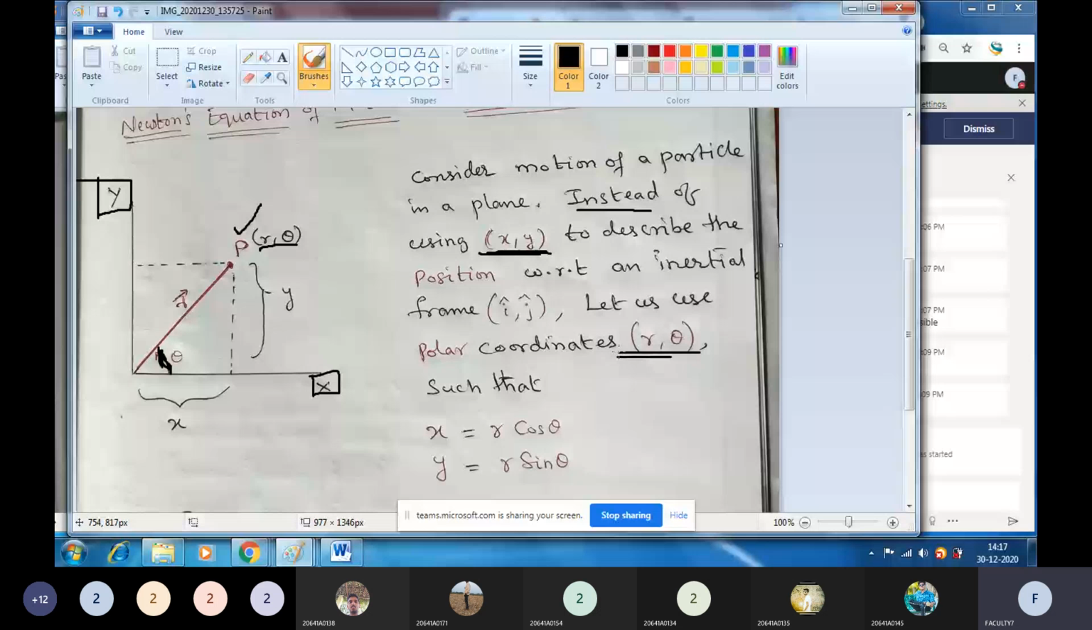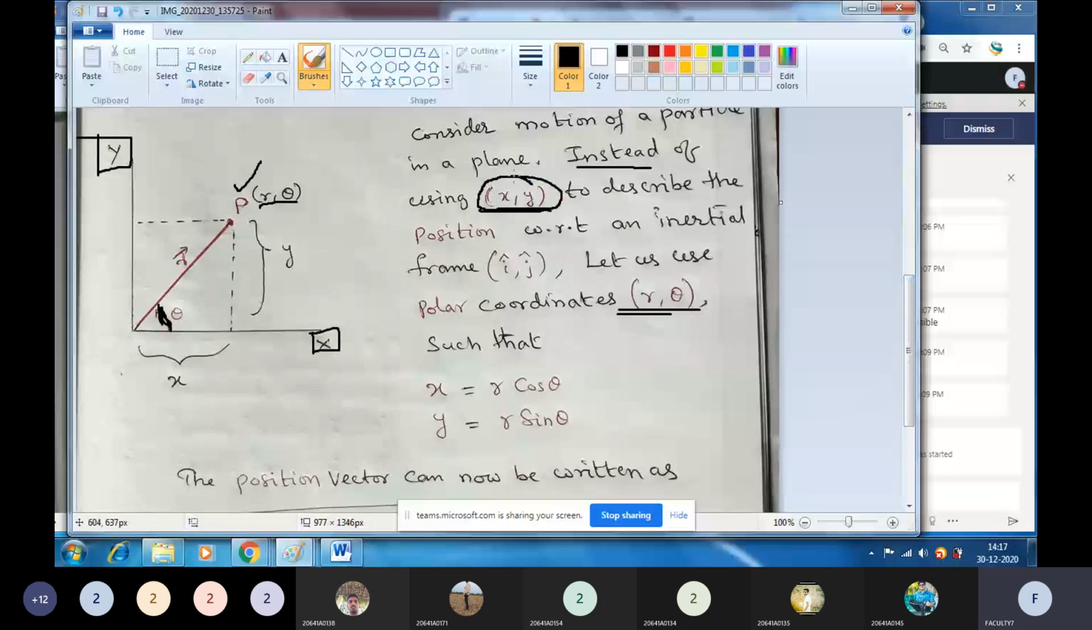Previously, depending on the concept of Cartesian coordinates, the x value will be given as r cos theta. How do you get this as r cos theta? Because here you get a right angle triangle, and this is theta. Depending on the trigonometry, you can give the x value as r cos theta.